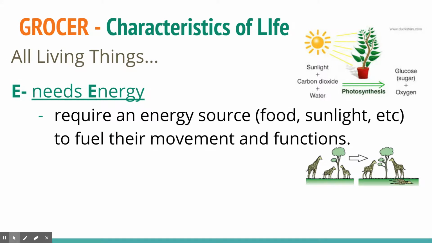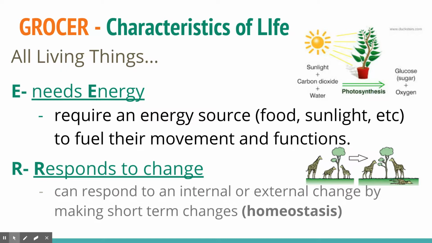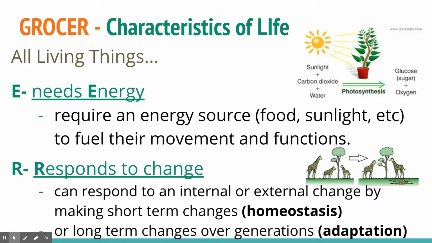So all living things require an energy source, whether it's food, sunlight, whatever it is, they need something to fuel their movements and functions. And then the last thing is they need to be able to respond to change. So the first type is they can respond to an internal or external change by making short-term changes to the state called homeostasis. We'll talk about this more a little bit later. But homeostasis is when the body is in a natural state of stability. And then long-term changes over generations, which has to do with adaptation and evolution.